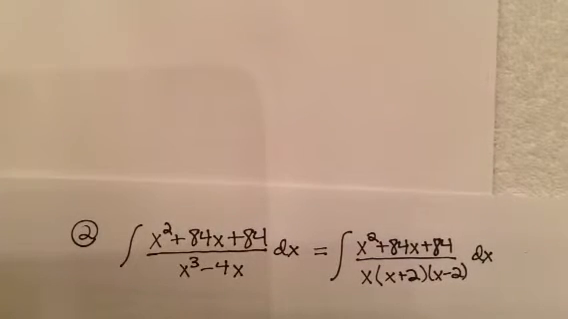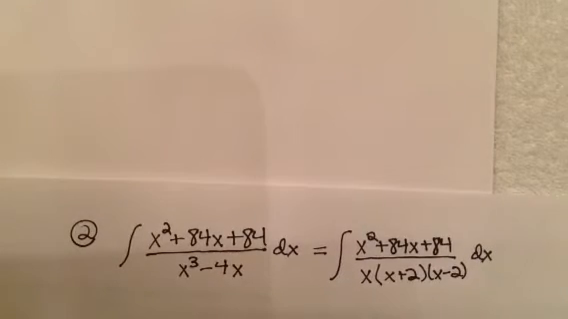Okay, for number 2, we have the ratio of x squared plus 84x plus 84 all over x cubed minus 4x. And we have another situation where partial fraction decomposition will be performed. In factoring the denominator, we have x, x plus 2, and x minus 2, dx.